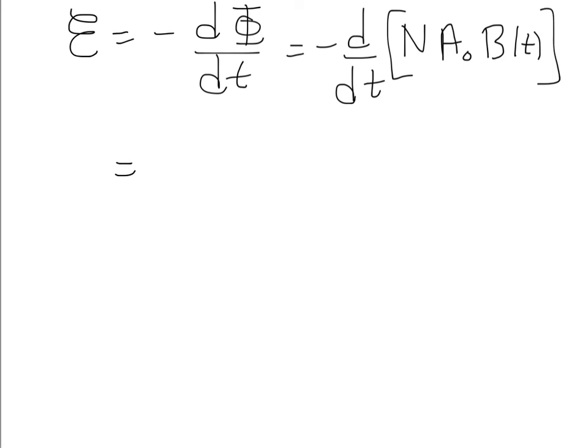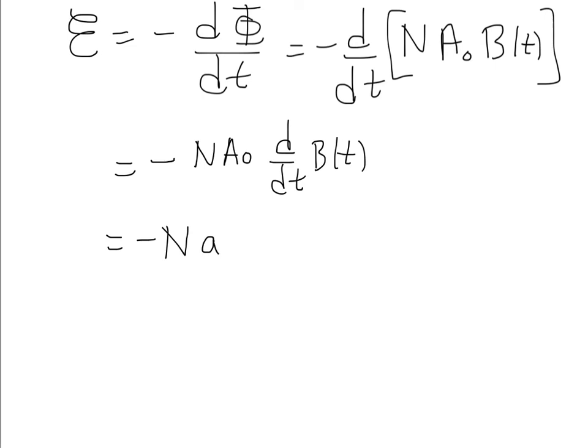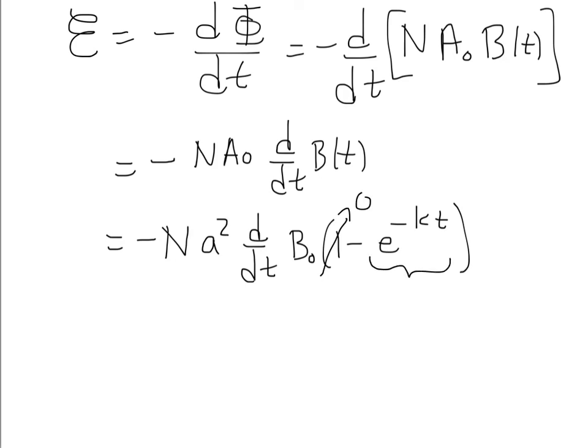The n and the a naught are constants. So we just have the time derivative of the magnetic field coming through. Now let's expand this a little bit. The area of any one turn is a squared, and the magnetic field is given by this expression. So now you see all we have to do is take the derivative of this. Now the derivative of 1, of course, is 0, and the derivative of an exponential, let's write down our prefactors here. Oh, I forgot to mention, of course, b naught comes out front because it's a constant, right?